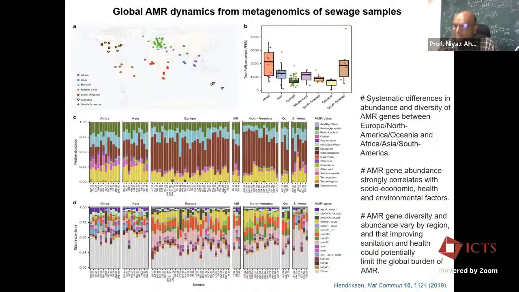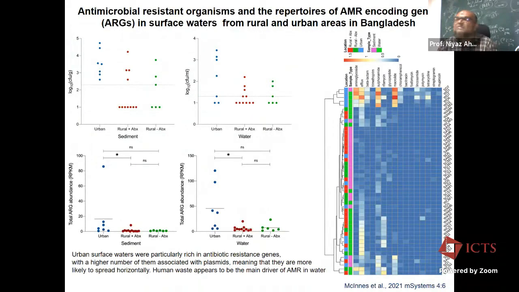In Bangladesh, for example, there were similar studies. What I was telling you was the global study from all over the world, where sewage samples were taken. But what happens with water samples? Forget about the sewage samples. Even the surface water samples that were analyzed were very abundant in antibiotic resistance genes. The urban surface waters and the rural area surface waters have a high level of antibiotic resistance encoding genes, or AMR genes. So even the freshwater systems are not spared.